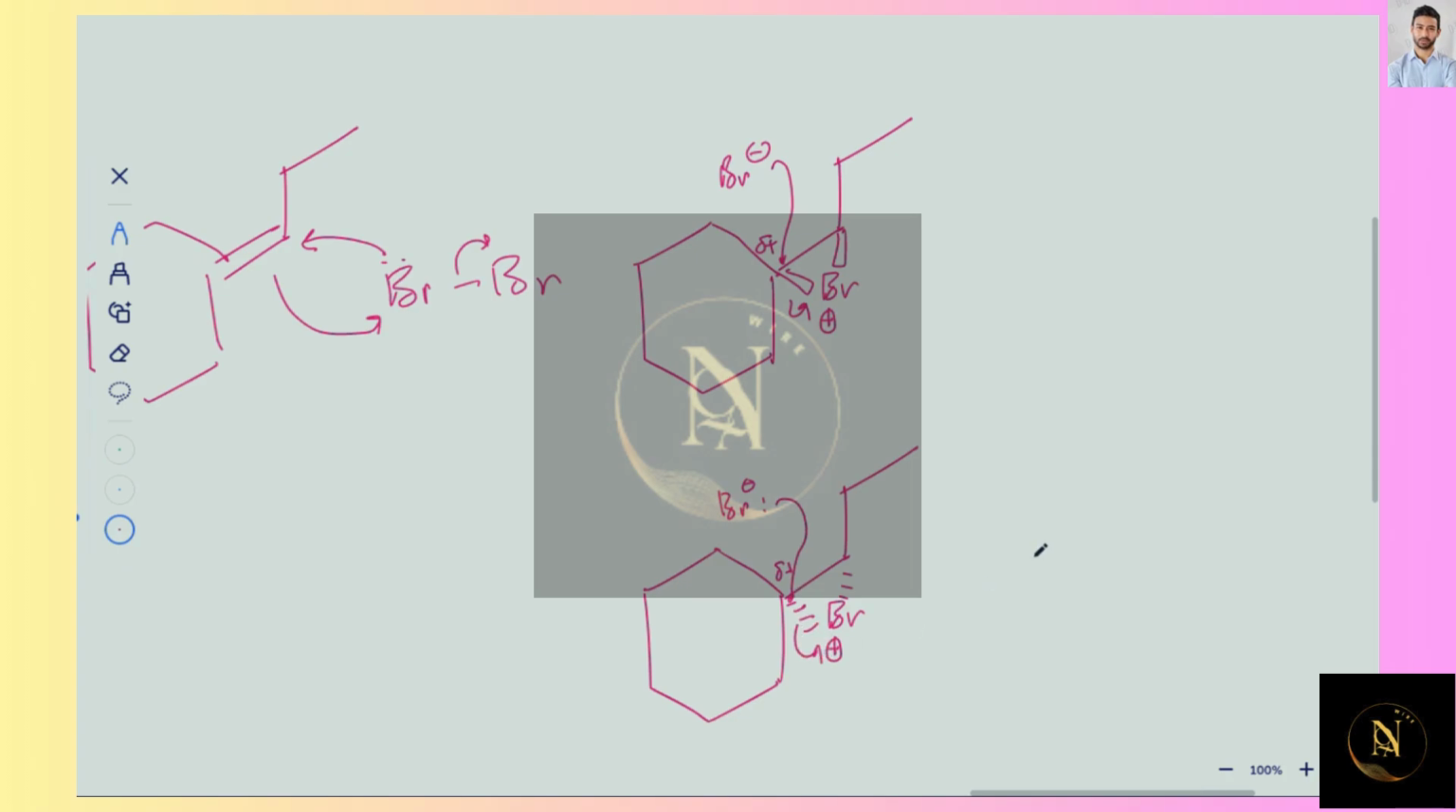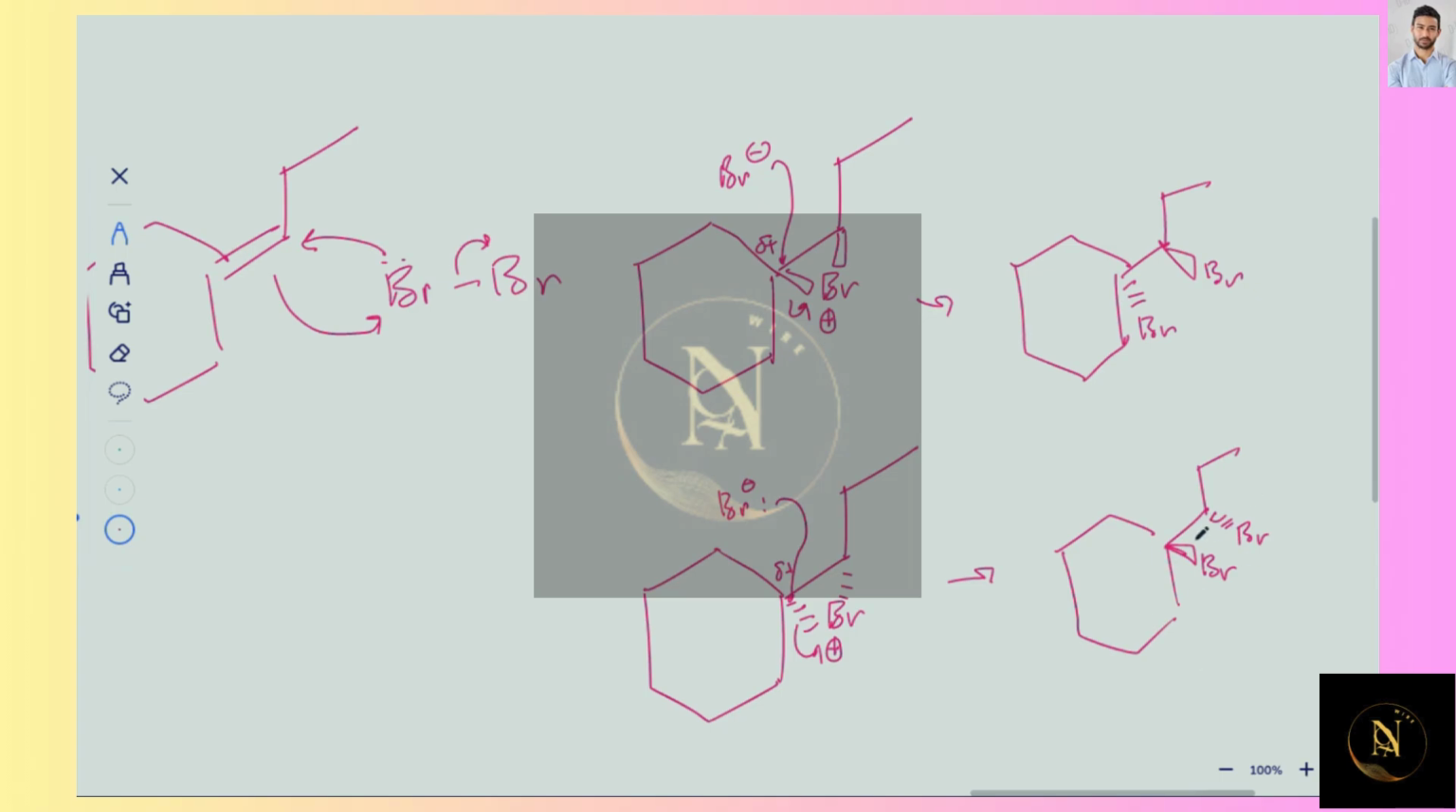Right, so then the two possible products of this are a wedged bromine there and a dashed bromine here, or a dashed bromine here and a wedged bromine here.